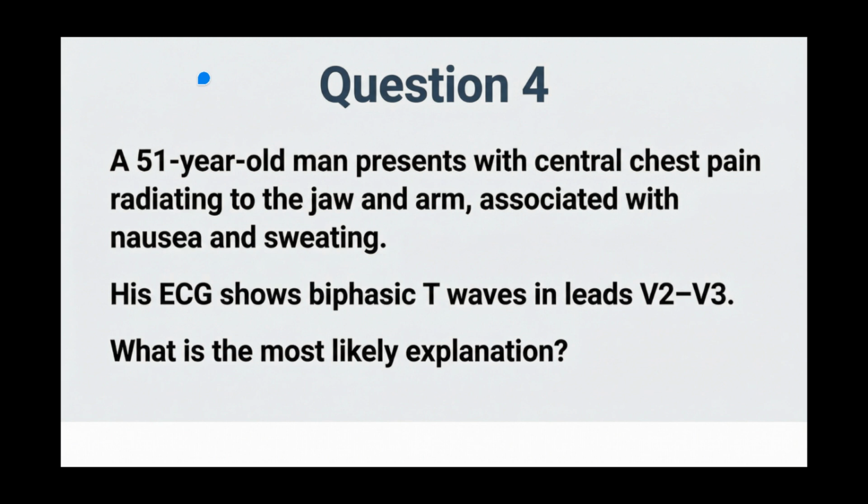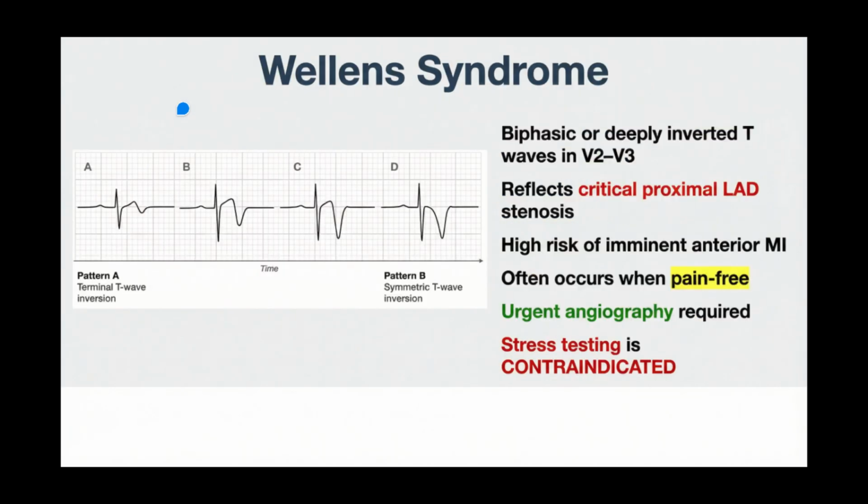Biphasic or deeply inverted T waves in leads V2 to V3 in the context of acute coronary syndrome are characteristic of Wellens syndrome, which reflects critical proximal left anterior descending artery stenosis. These ECG changes often occur when the patient is pain-free and indicate a high risk of imminent anterior myocardial infarction due to sudden LAD occlusion. Patients require urgent coronary angiography and revascularization, and stress testing is contraindicated.